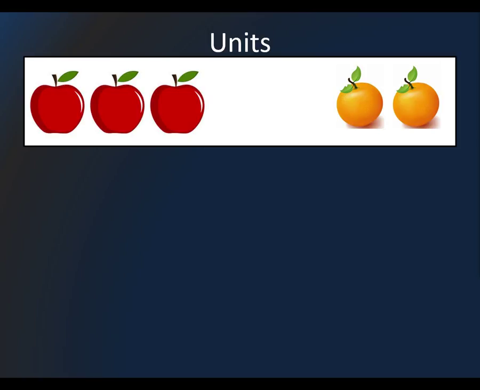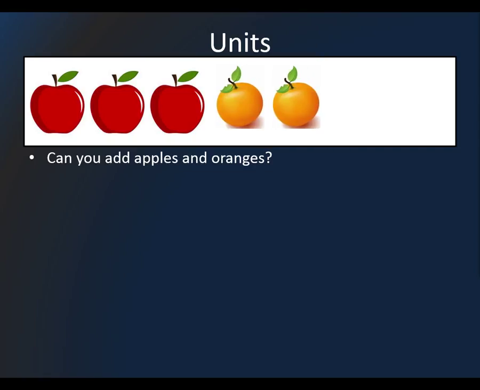So, if we have 3 apples and 2 oranges, the question becomes, can we add these together? Can we, in fact, add apples and oranges? Well, even if we take oranges and slide them over, and put them all in one big group, just like you did in kindergarten when you're adding things together, you still have 3 apples and 2 oranges.